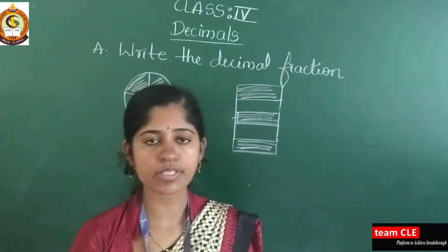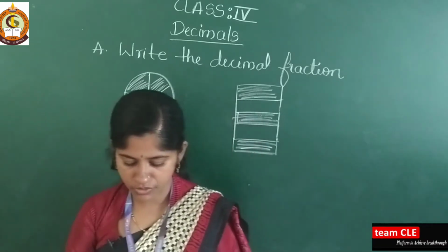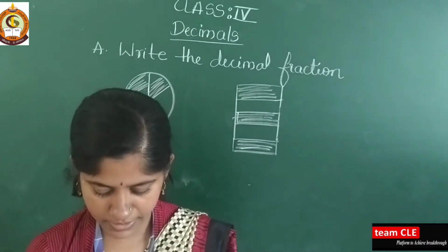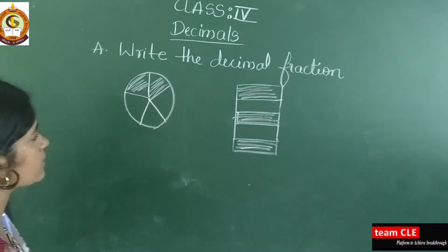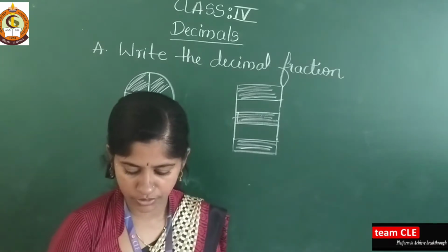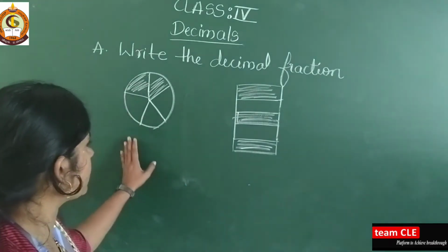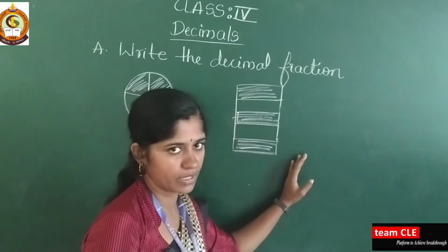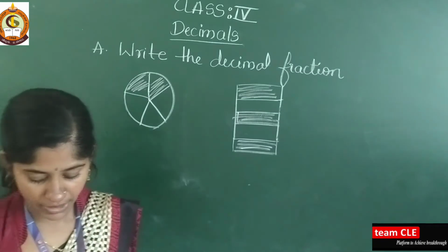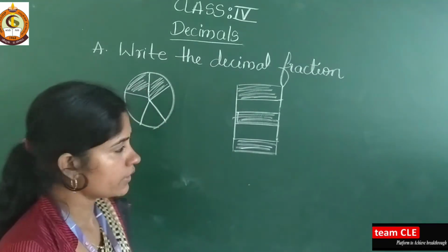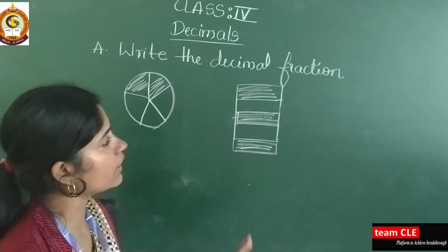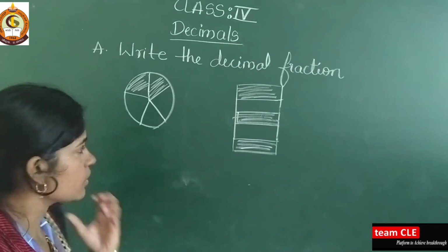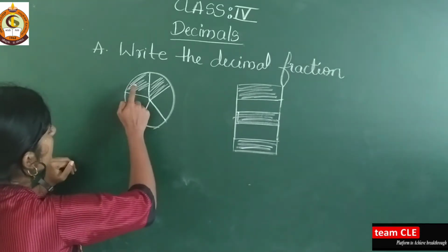Today I am going to solve some of the examples from your evaluate section, page number 166. The first question is: write the decimal fraction for the shaded region. Here I took two examples from your evaluate section. Here they have given one picture; you have to convert this into a fraction, and then write it in decimals. So dear students, count how many parts are there in total.